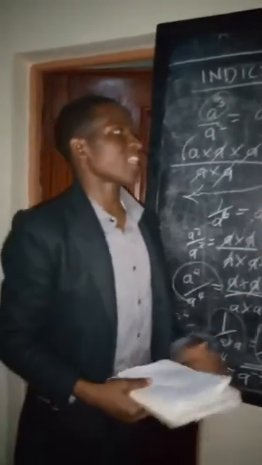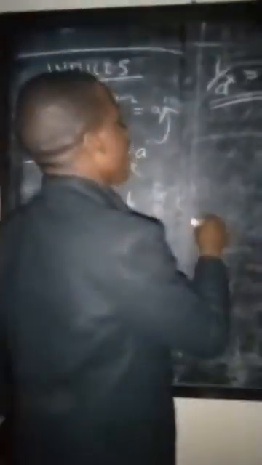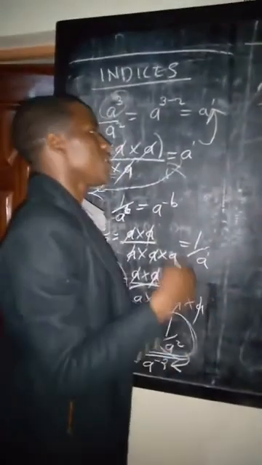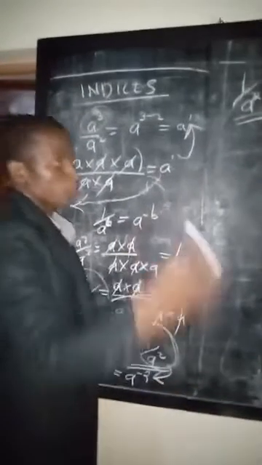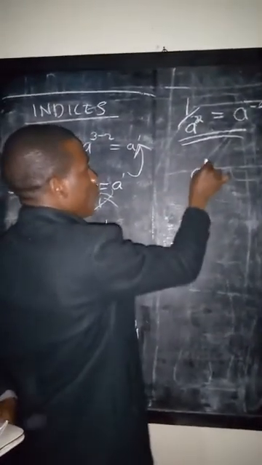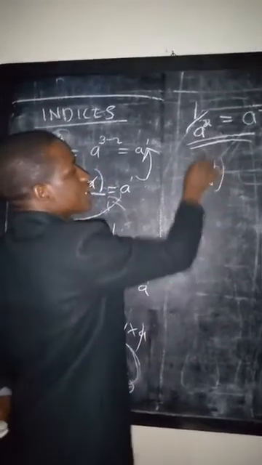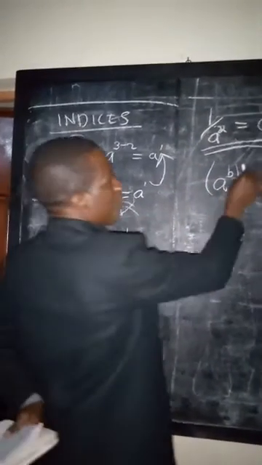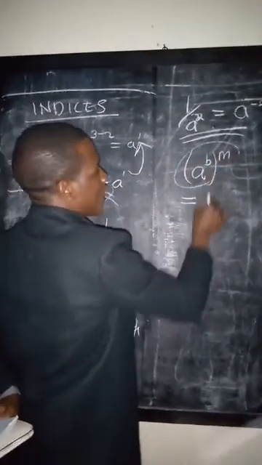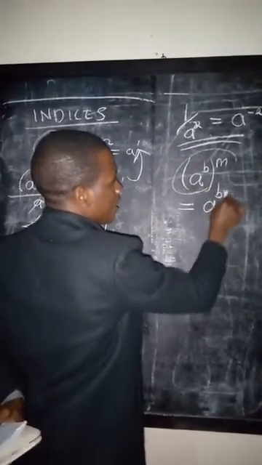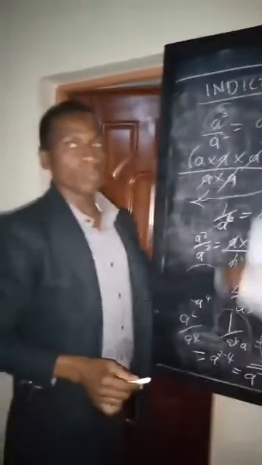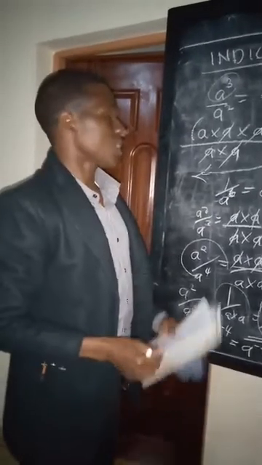Now, that's another rule where we say that when a number has been raised to a power, and you raise it to another power, you just need to multiply the powers. Simply what we mean is, if a is raised to power b, and you raise this number to another power m, we can write this as a power b m. You just need to multiply the powers.